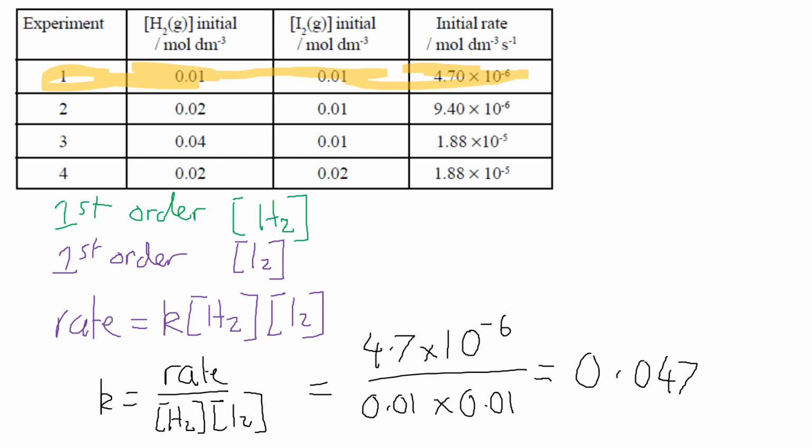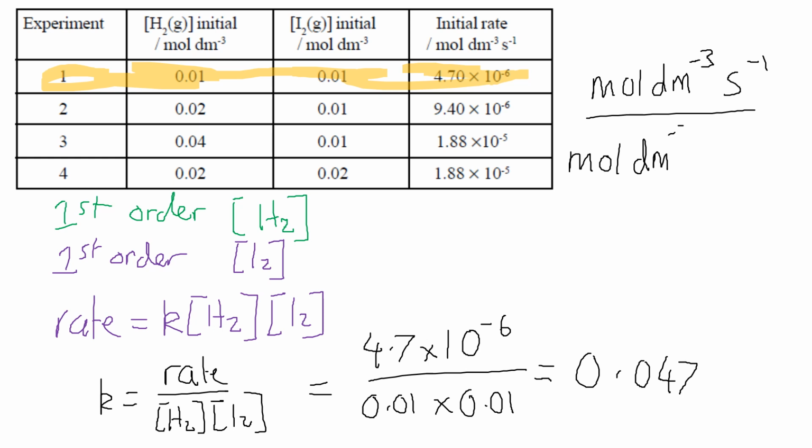0.047. And the units, they're going to be the same as for the previous example actually. You've got moles per decimeter cubed per second on the top. And then you're dividing by moles per decimeter cubed twice on the bottom.